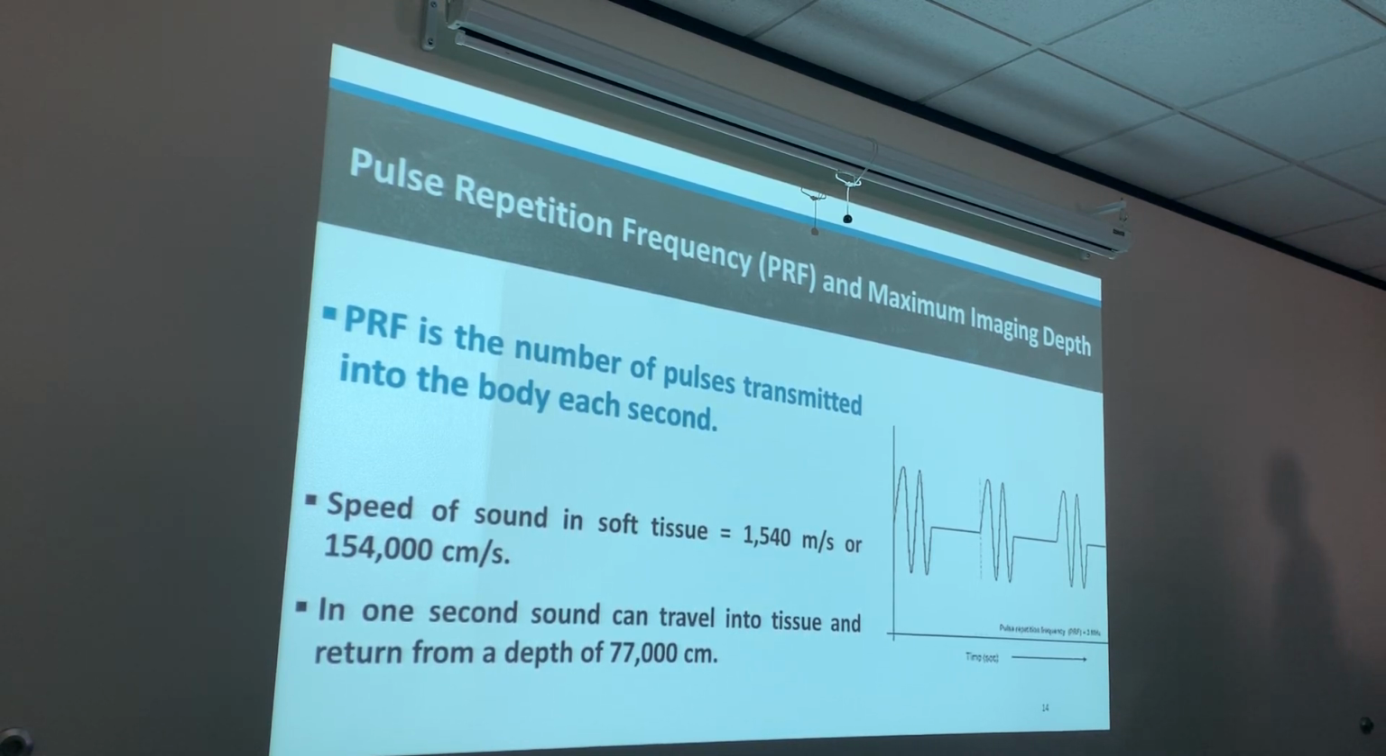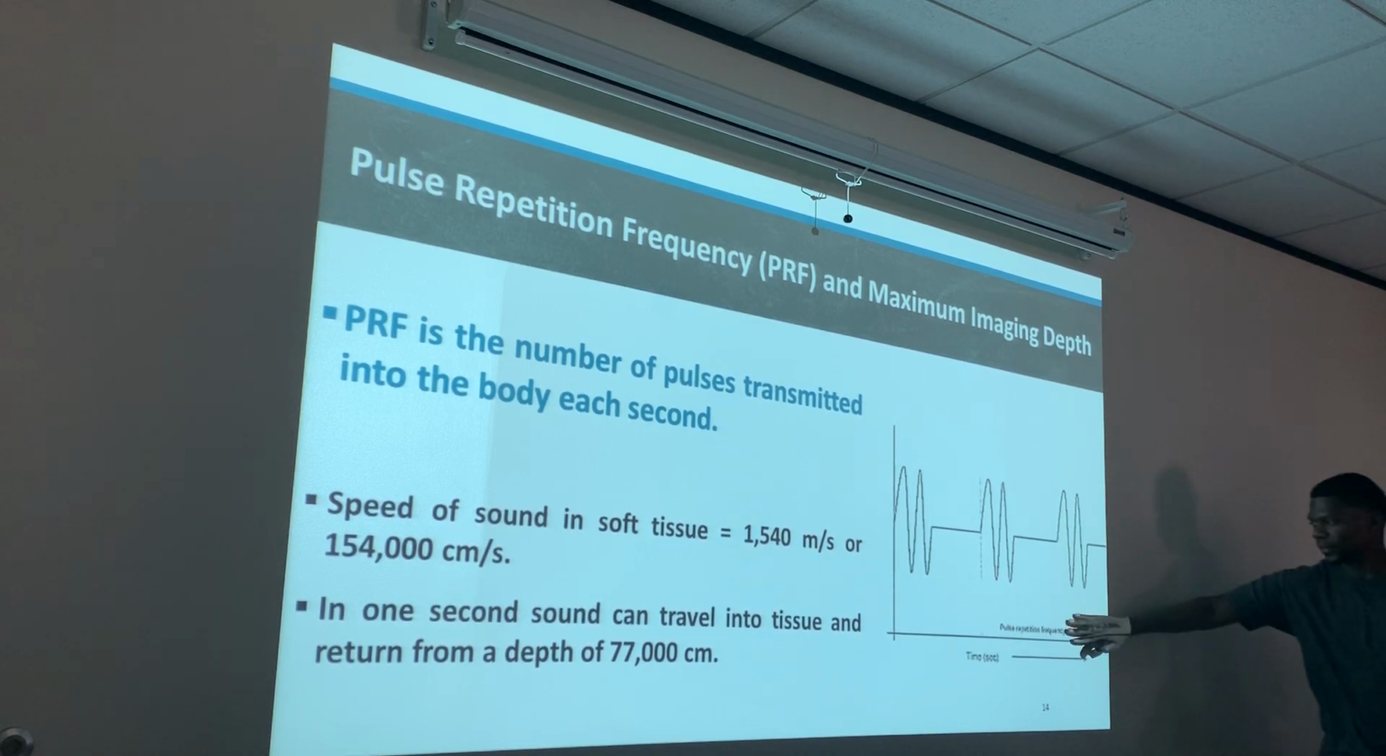Okay? So again, I know it gets kind of complicated because it's breaking numbers down, and we're gonna try to figure out why that is. So our PRF, again guys, is the number of pulses transmitted in the body each second. Or simply stated, the number of pulses per second. Pulses per second.